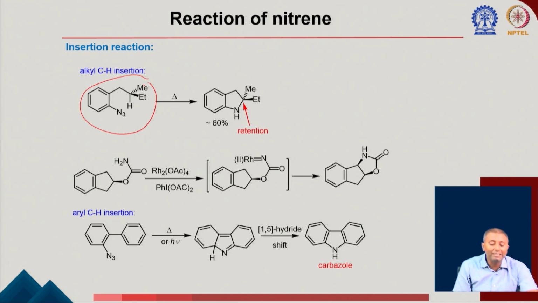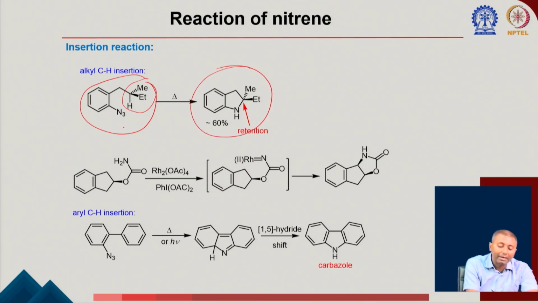So this is an alkyl CH, okay. Now you have a chiral center here. I mentioned at the beginning that if you have a chiral center, then there will be retention of the configuration after the CH insertion happens here. At the beginning, after the thermolysis, it will generate the corresponding nitrene after the expulsion of N2. This nitrene is now abstracting this CH bond here, and so there will be insertion to form this product with retention.